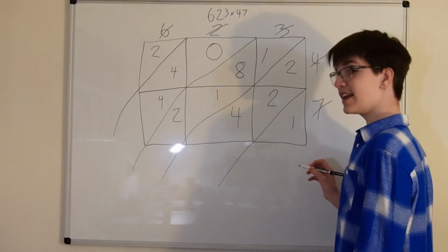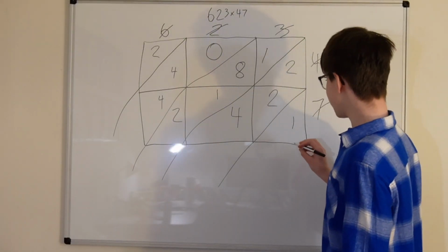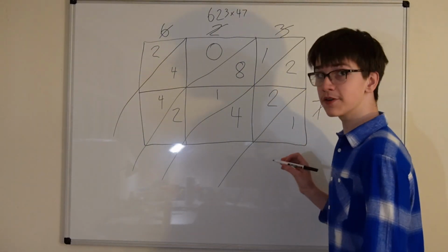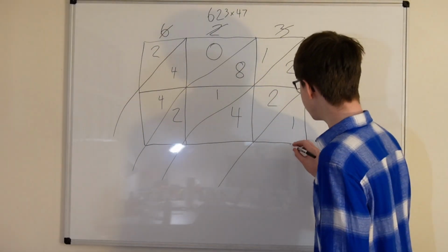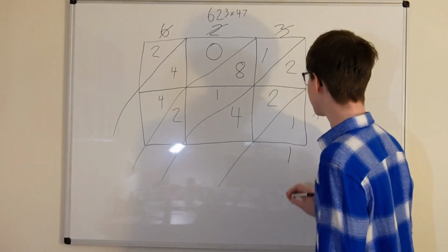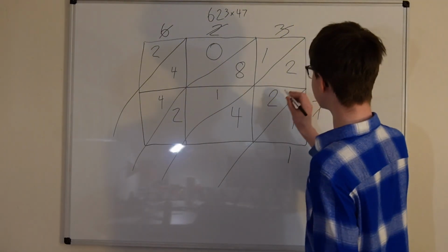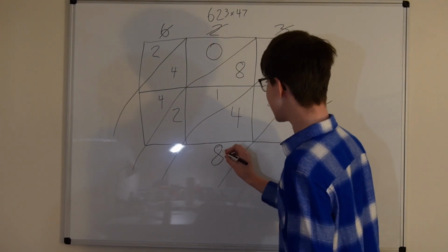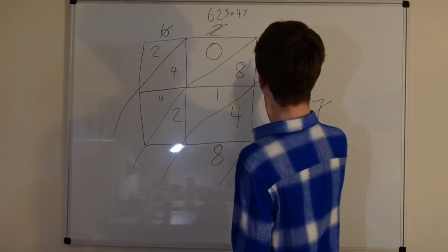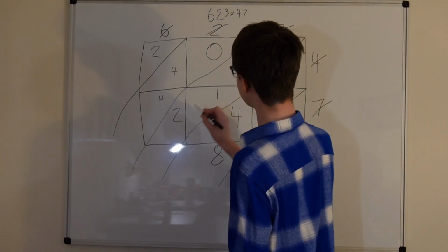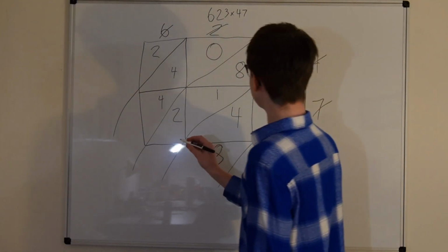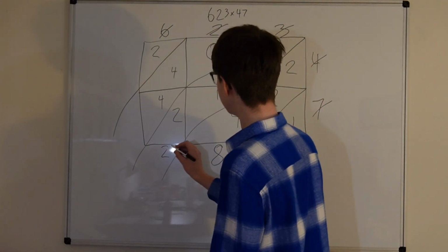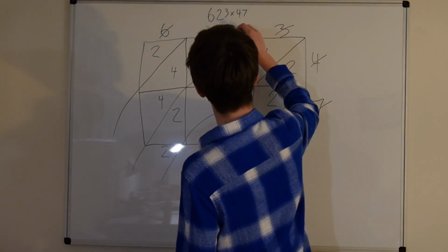Now you start adding diagonally within the lattice. You do not add up and down like in regular addition. First is the 1. You bring it right down to the bottom. Next, 2 plus 2 plus 4 is 8. Put the 8 at the bottom. Next, 1 plus 8 plus 1 plus 2 is 12. Put the 2 in the bottom and carry the 1 up here.